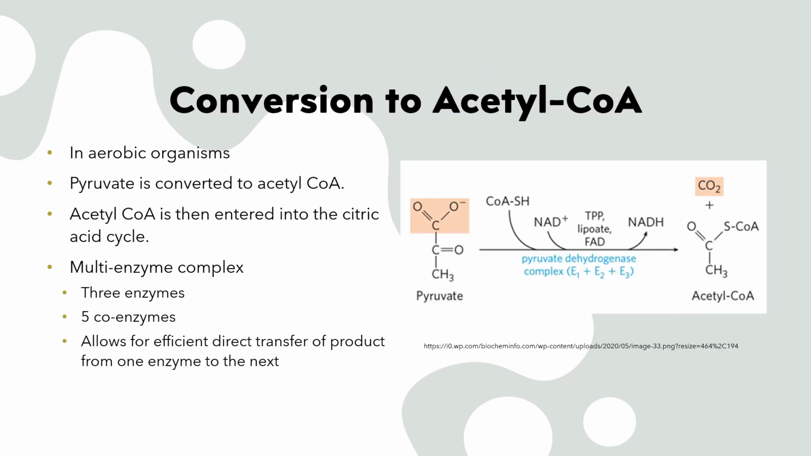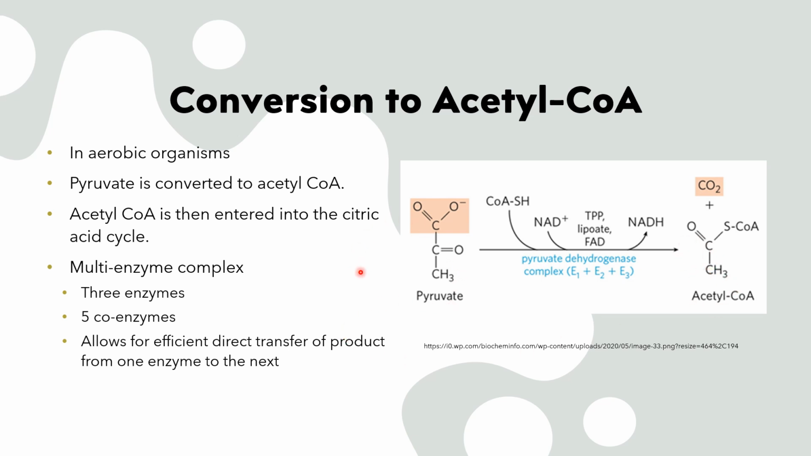In presence of oxygen, pyruvate will be converted to acetyl-CoA. Acetyl-CoA is formed in aerobic organisms and it's catalyzed by an enzyme called pyruvate dehydrogenase. We're going to look at this enzyme. It's not just an enzyme, it's called the pyruvate dehydrogenase complex because it is made up of 3 enzymes, which we're going to look at, and 5 coenzymes. In this particular reaction, acetyl-CoA will be used in the TCA cycle.